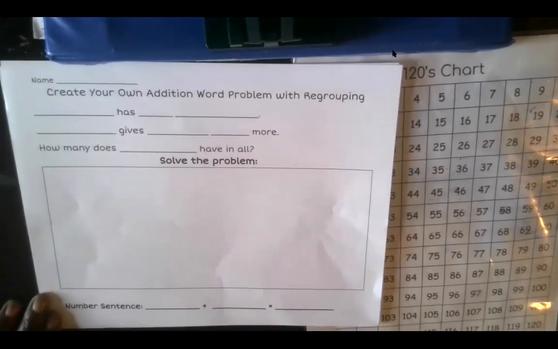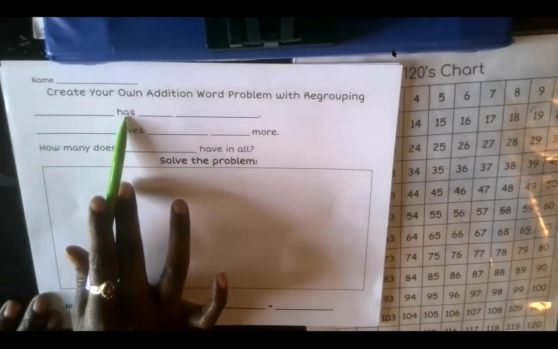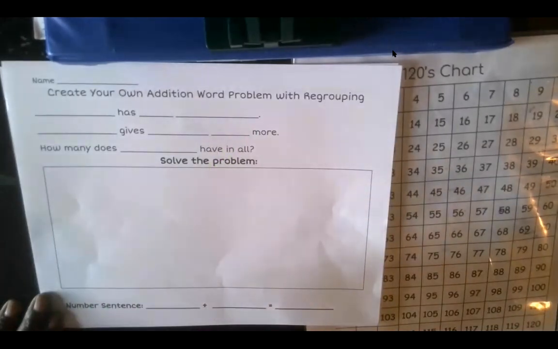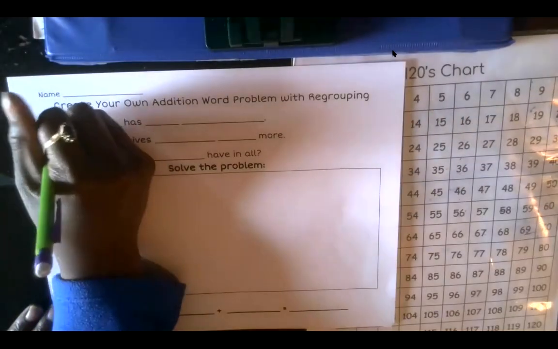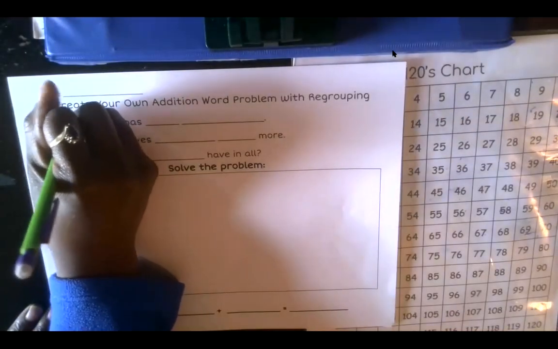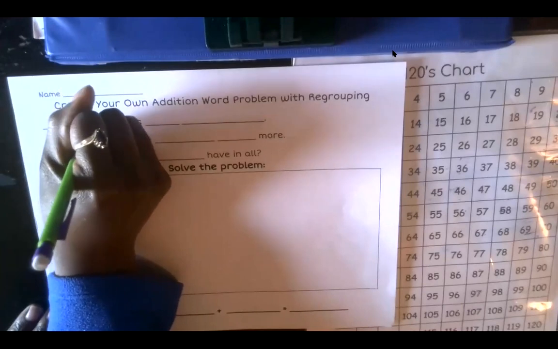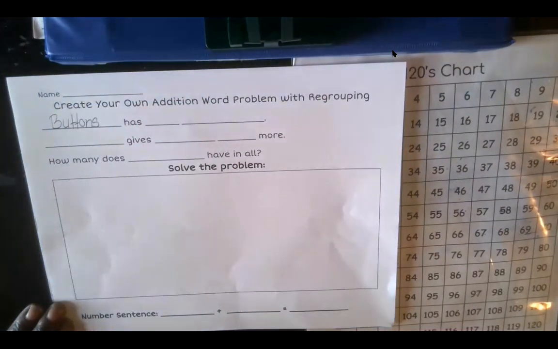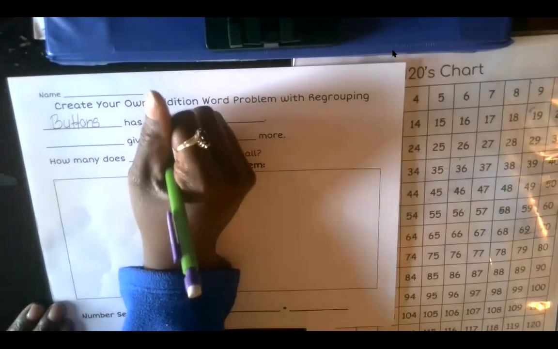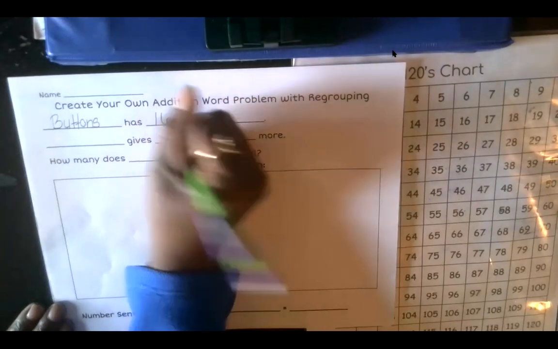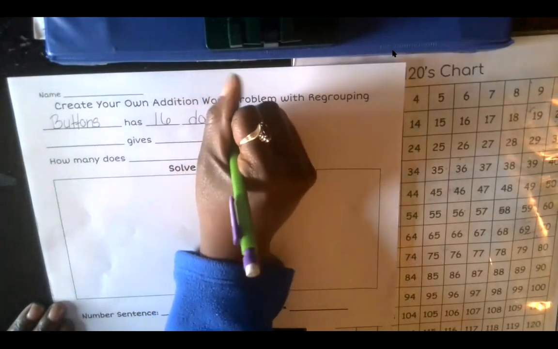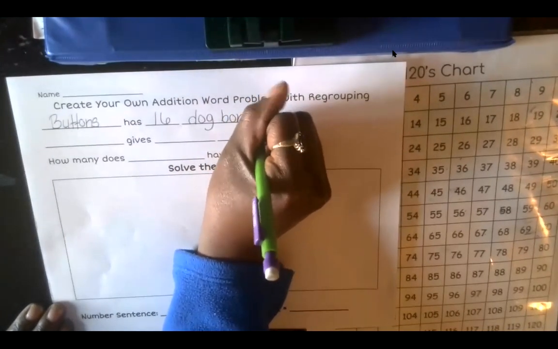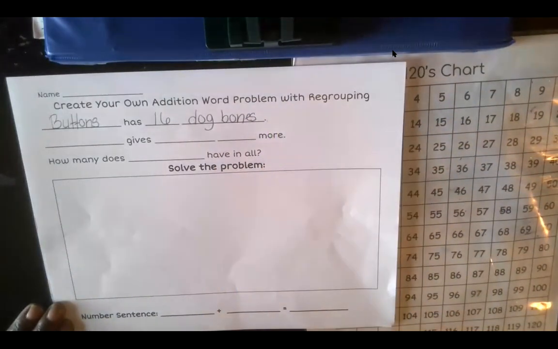So let me think of somebody because it says blank has blank blank. And I know I'm adding, so let's say, I'll use my dog Buttons. Capital B because it's someone's name, my dog's name, right? Buttons. Buttons has 16 dog bones. Period's already there. Buttons has 16 dog bones.